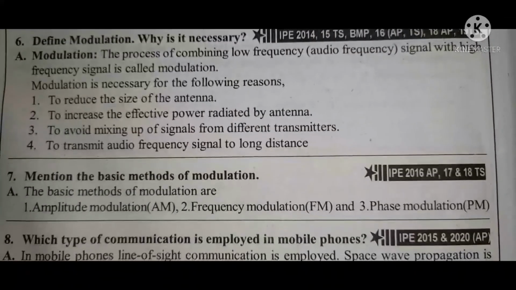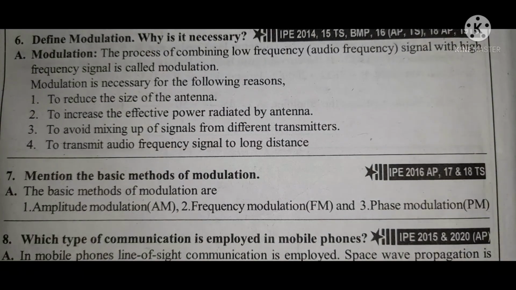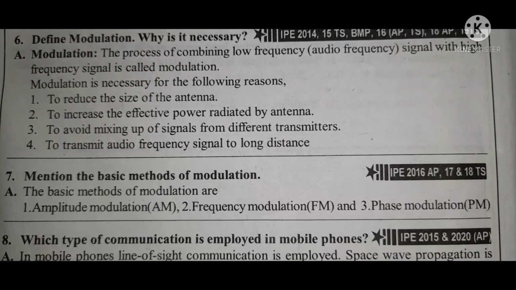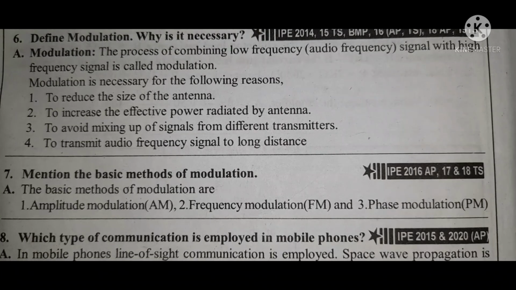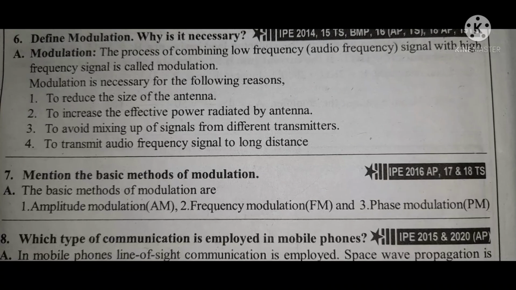Question number 7: mention the basic methods of modulation. What are the basic methods of modulation? One is AM, that is amplitude modulation, 2 is frequency modulation, 3 is phase modulation. If you want to explain this, amplitude modulation means changing the amplitude while keeping the frequency and phase constant. Frequency modulation means changing the frequency while keeping the amplitude and phase constant. Phase modulation means changing the phase while keeping the amplitude and frequency constant. Those are simple definitions. They are asking just for the methods, so you can simply write like this.